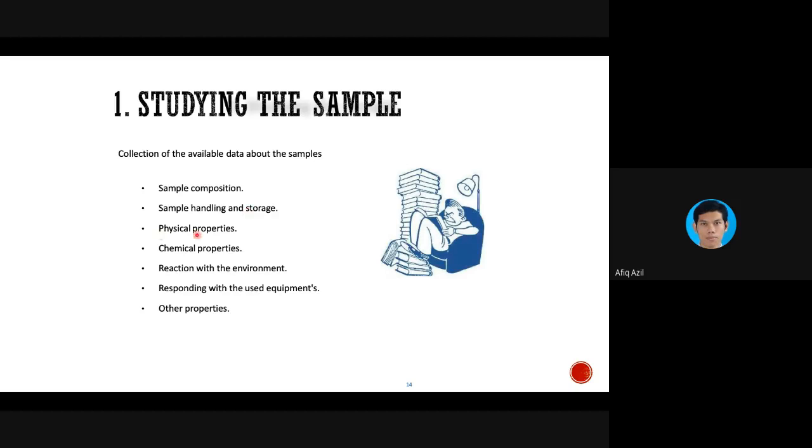So what are the physical and chemical properties and reaction with the environment? If, let's say, the chemical is highly, what do you call that, easy to absorb moisture. So you have to put it in a dry room, with a humidifier, so that there's no moisture that can be absorbed by the sample. And then the reaction with the used equipment and any other properties that are relevant to your testing.